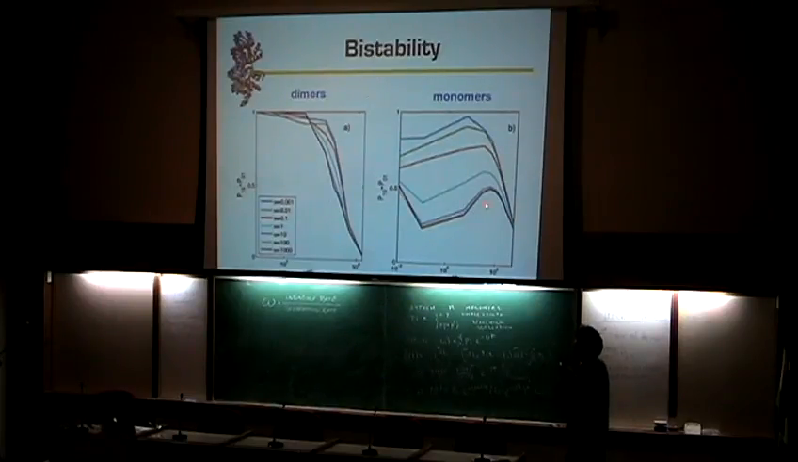Okay, and these different curves over here are different values of omega, from really slow binding and unbinding to really fast binding and unbinding. So you can see for the case of dimers, for stronger repression, whatever the speed of your binding and unbinding, you always end up going towards bistability in this system. And for the case of monomers, not really.